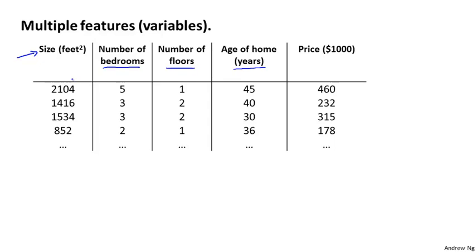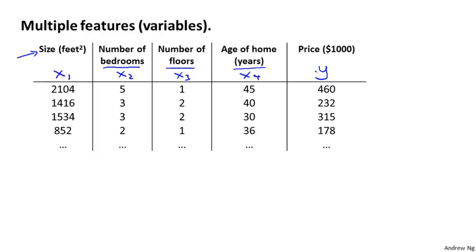To introduce a little bit of notation, and we sort of started to talk about this earlier, I'm going to use the variables x subscript 1, x subscript 2, and so on to denote my, in this case, 4 features, and I'm going to continue to use y to denote the output variable, price, that we're trying to predict. Let's introduce a little bit more notation.